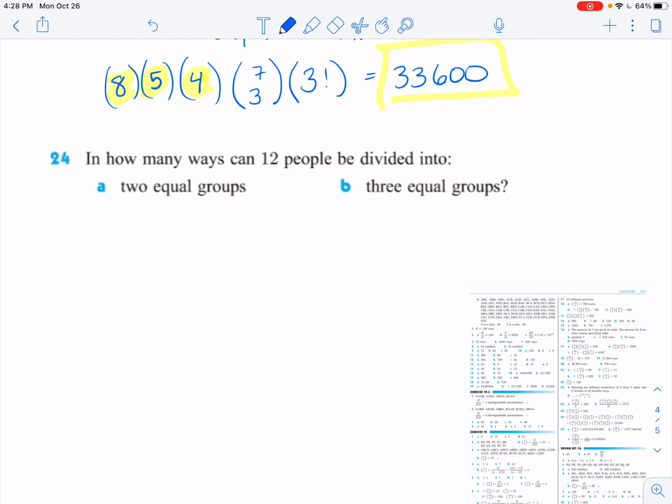All right, next one. Okay, so on this one it says, how many ways can 12 people be divided into 2 equal groups?